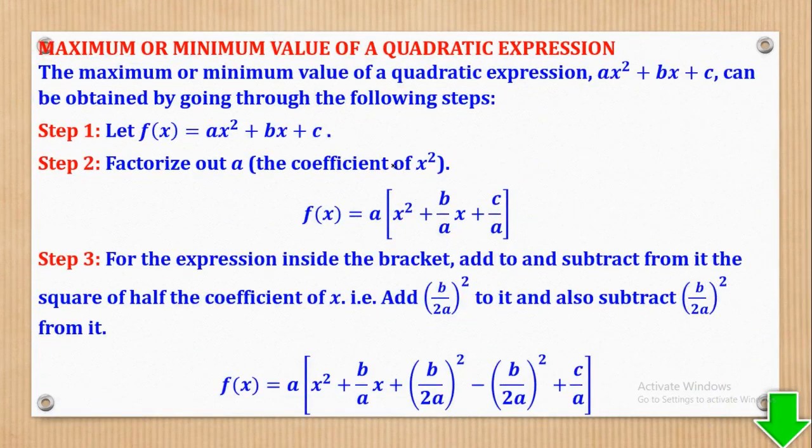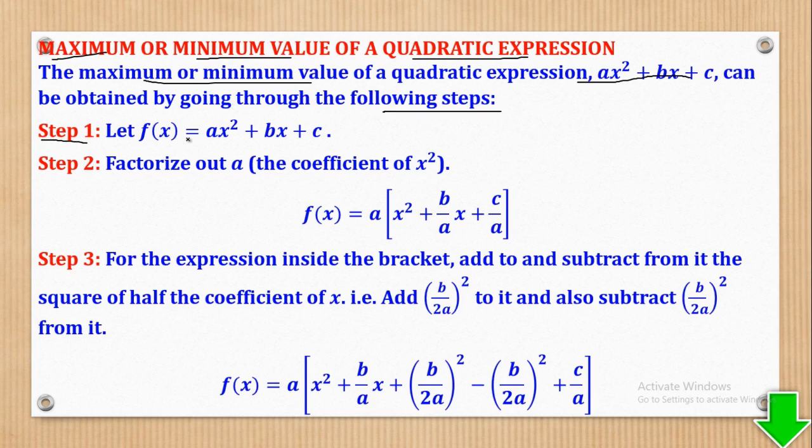So that was the part of factorization and solving quadratic equation. Now we shall go to the next part of finding maximum or minimum value of a quadratic expression. So here we shall see that the maximum or minimum value of a quadratic expression, which is in the form ax squared plus bx plus c, can be obtained by going through the following steps. So there are some steps which need to be followed.